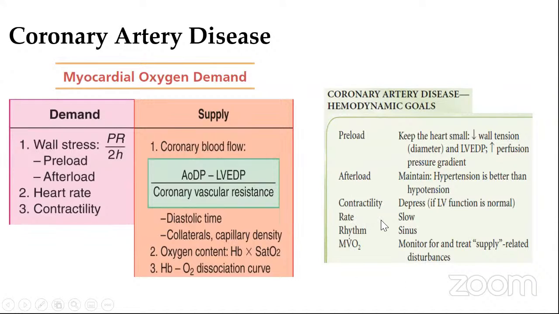For rate, as we mentioned, your enemy is tachycardia, because of the demand and the diastolic time. So try to keep them at a slow to normal rate. Tachycardia is very bad. And rhythm, as we mentioned, sinus. So what you need to remember here: keep the heart small, avoid hypotension, and keep the rate on the low normal, like from 60 to 80, not more than that, okay?